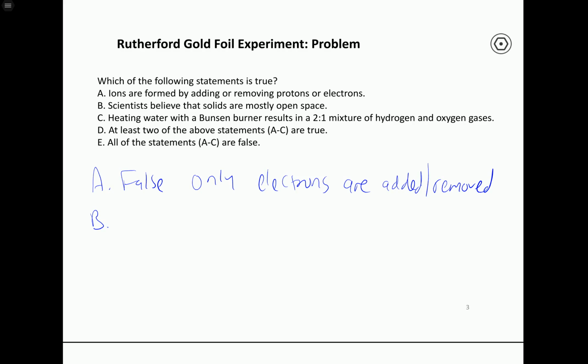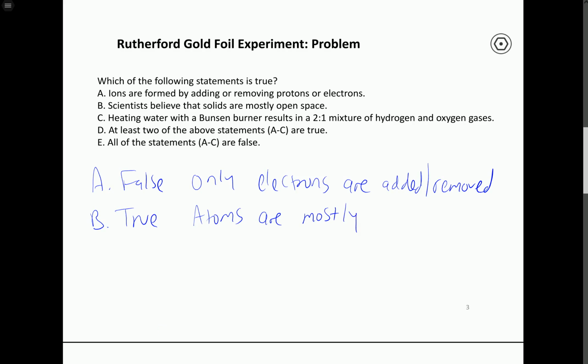But remember that the individual atoms themselves are mostly open space, and that's what the Rutherford gold foil experiment told us that I talked about previously. So many of you, I think, based on your answer choices, thought that B was also false, but this one is in fact true, because atoms themselves are mostly open space. So there's not a lot of space in between the atoms in a solid, but inside each individual atom is a lot of open space. Okay, so I think that's where the confusion came in, is remembering that key point of the Rutherford experiment, which is that atoms are mostly empty space.